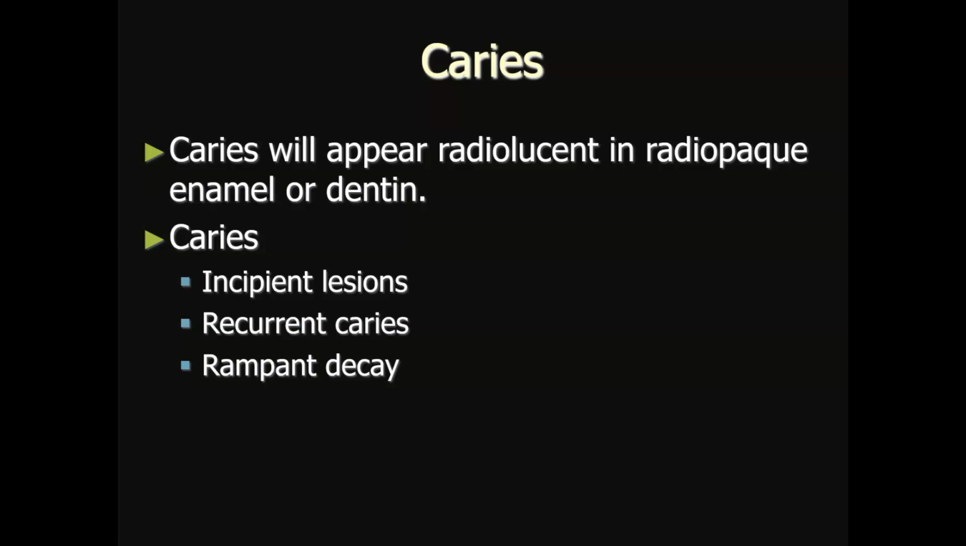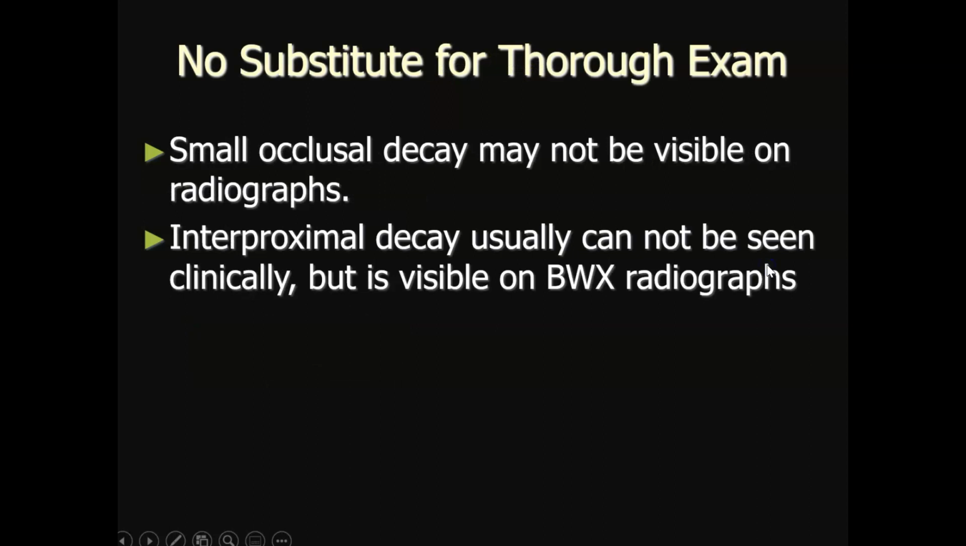Recurrent caries or secondary caries means that the person had a cavity, they had a filling done to get rid of the cavity, and now they have caries around that restoration. Okay, and then rampant decay just means that they have caries or cavities on several teeth all throughout their mouth. That's why it's rampant. It's decay all over their mouth.